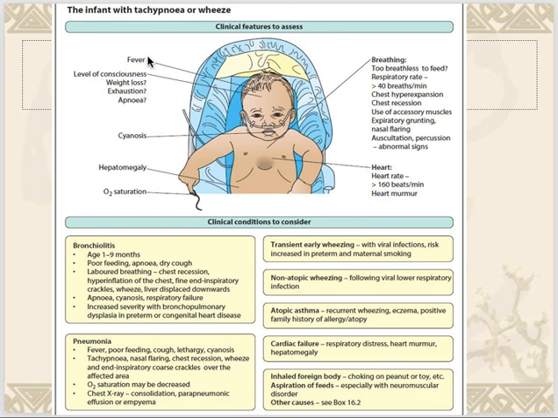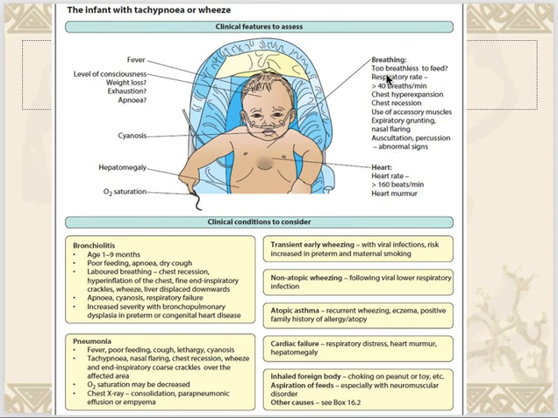Whenever the child comes, check their level of consciousness, check their fever, ask about any weight loss, exhaustion, apnea, check for cyanosis, check for hepatomegaly, because cardiac failure is one of the causes. Check the oxygen saturation. Systemically, it will be like this: level of consciousness, then you will take the vitals, then you will go for GPE. You will notice the cyanosis.